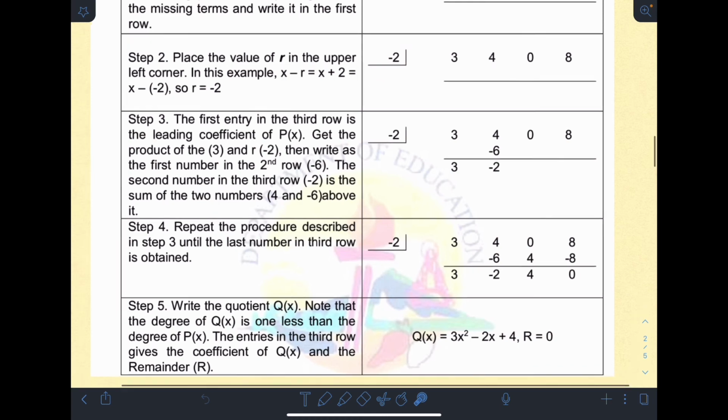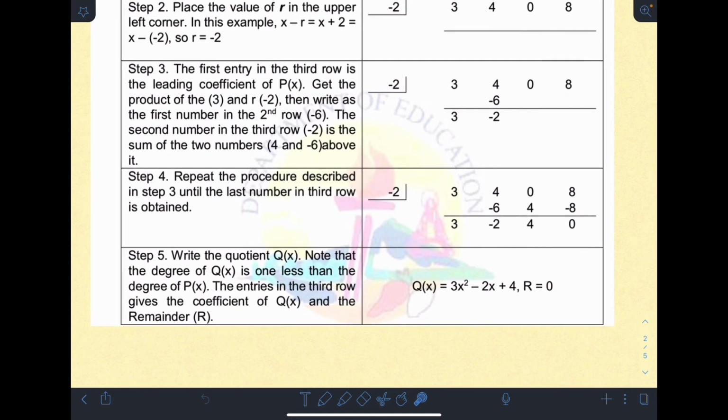The third step: the first entry in the third row is the leading coefficient of p of x. We are getting the product of 3 and r, which is negative 2. Basically, the first step is our leading coefficient 3 here. We just bring it down. Next step is 3 times negative 2.